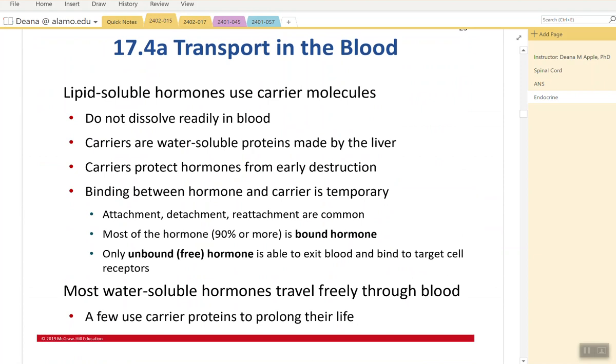But the water-soluble hormones, they can float through the blood system just fine. Once they get near their target tissues, they'll diffuse into the interstitial fluid and they'll bind to their receptors just fine. Occasionally they'll use a carrier protein because sometimes they can be broken down really easily, so the more susceptible ones may use a carrier protein, but they don't have to because they are polar molecules. They can dissolve in a polar solvent, blood.